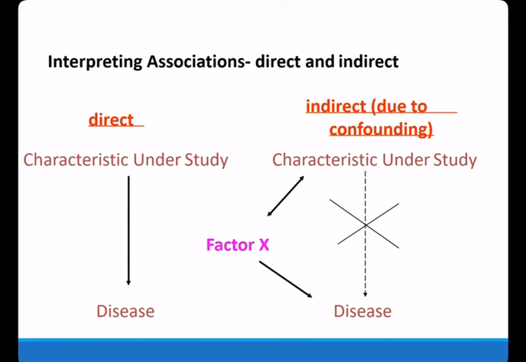The direct and indirect associations can be shown in this figure. On the left side, a direct association means the characteristic under study directly associates with the disease, while indirect association is mainly due to the confounding effect. For example, on the right side of the figure, factor X is associated with both the characteristic under study and the disease, while the observed association between the characteristic under study and the disease is indirect, through factor X.